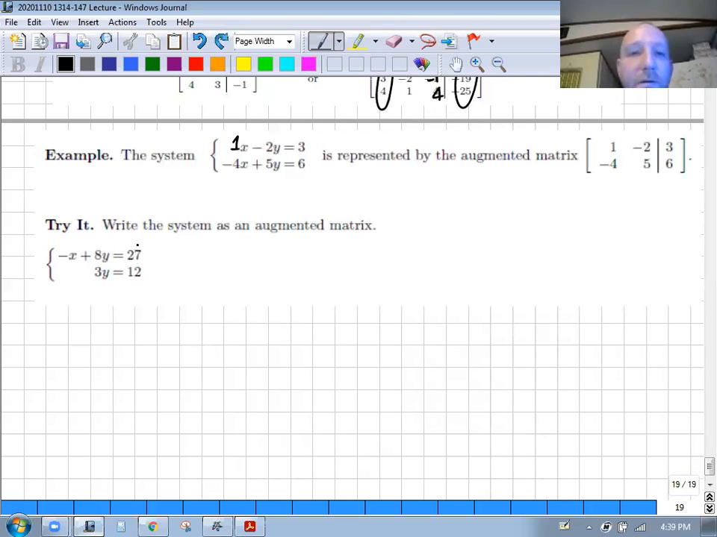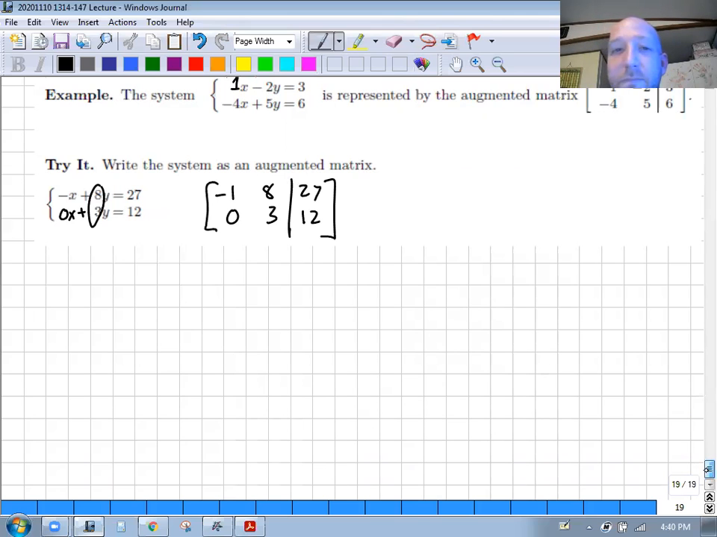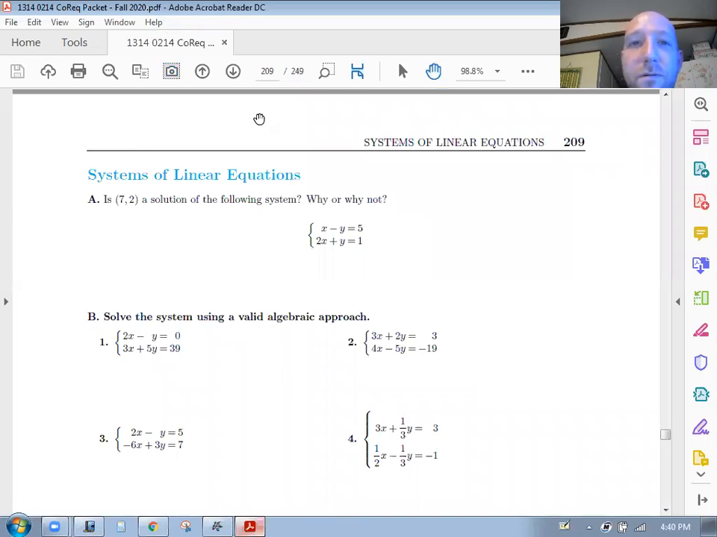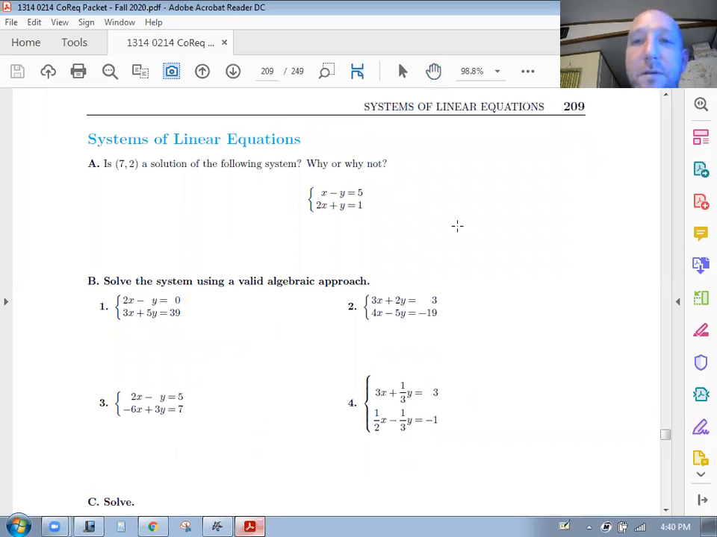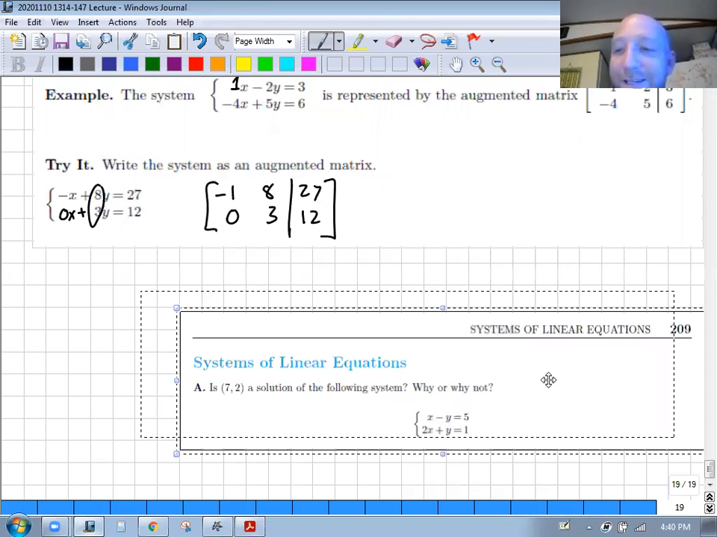So for this one, we want to write it as an augmented matrix. Since there's no x's here, this is 0x, right? And we have a negative x, this would be a negative 1, 0, positive 8, and a 3. We have our line, and we have a 27 and a 12. It's not bad, right? Let's look at some more. So linear algebra is not easy, so we're going to take it slow, okay?